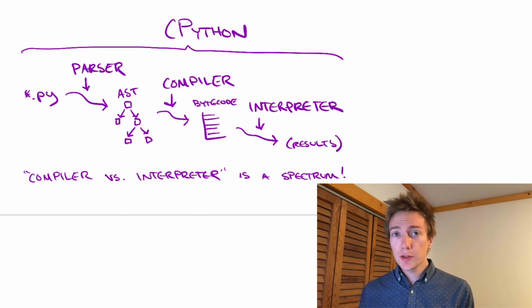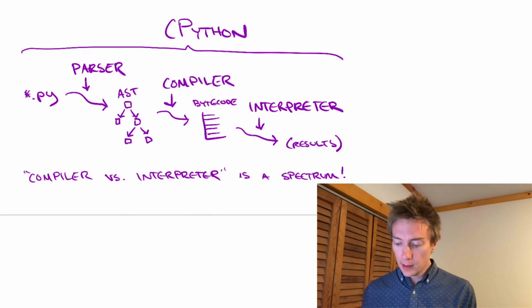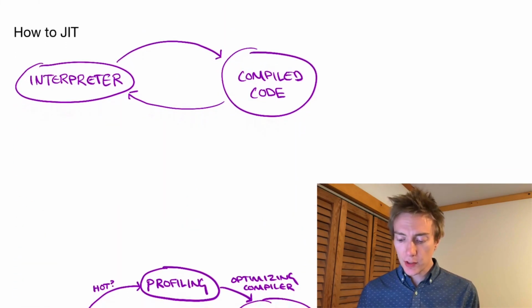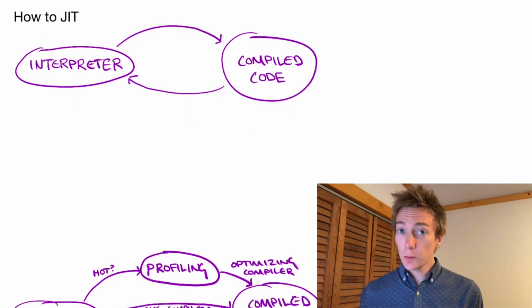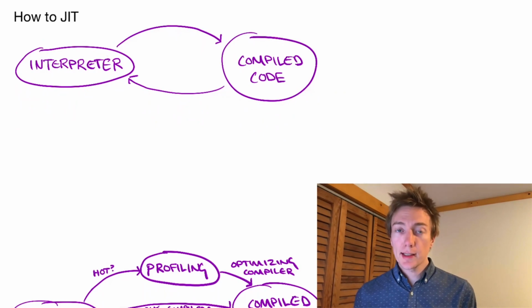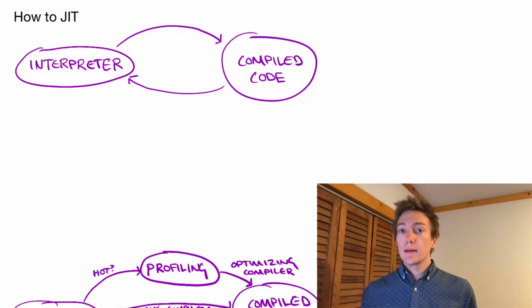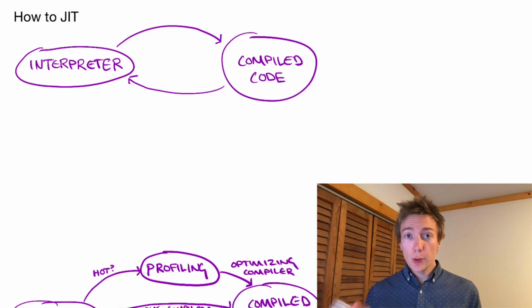So let's talk about how to do just-in-time compilation. I want to talk about the high-level structure that most just-in-time compilers share. Most JITs work by coupling an interpreter mode and a mode in which they're executing compiled code. There are a few reasons why we need both modes.